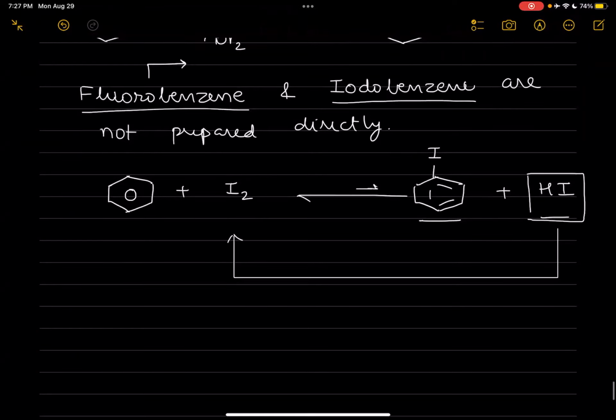As the product decreases, the reactant will react more quickly to form the products. You must have studied that in the chemical equilibrium chapter in class 11, Le Chatelier's principle. So if the reaction is reversible and it is not getting completed, you use some oxidizing agent.